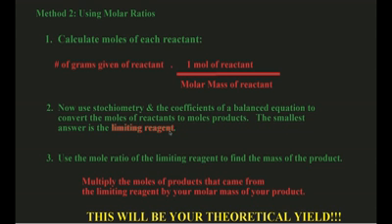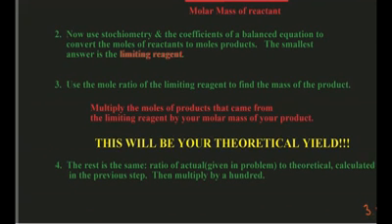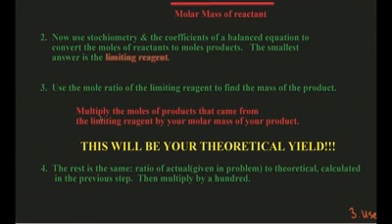So we can then use the mole ratio of that limiting reagent to calculate the mass of the product. And the way we do that is we multiply the moles of the products that we got from step two, specifically the one that came from the limiting reagent, by the molar mass. This will be your theoretical yield. The rest of the problem is the same. You just take your actual, which is given in your problem, divided by your theoretical, which you just calculated, times 100.